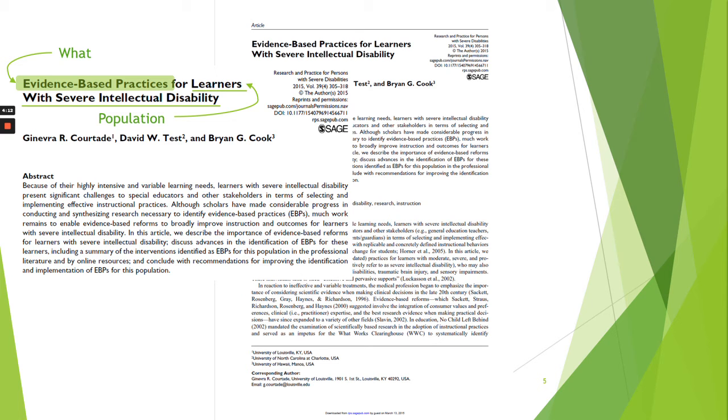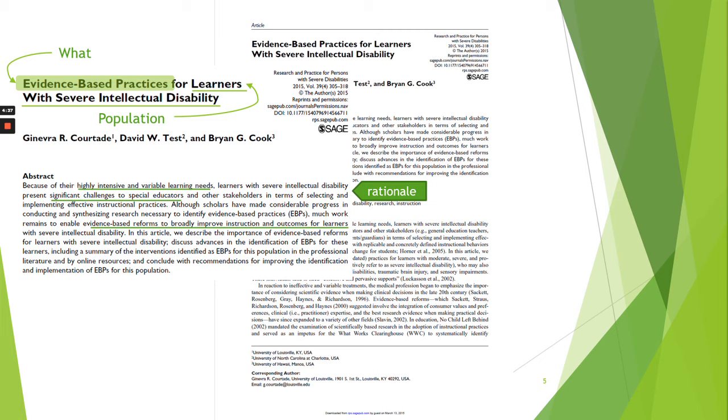So what information did I get from that abstract? The first thing I notice is that it gives me the rationale or the reason for the literature review. And in this case, the rationale is that work is needed in evidence-based reform because it is challenging for special educators to meet the highly intensive and variable learning needs of students with severe intellectual disability. We also get an idea of how the article will be organized.